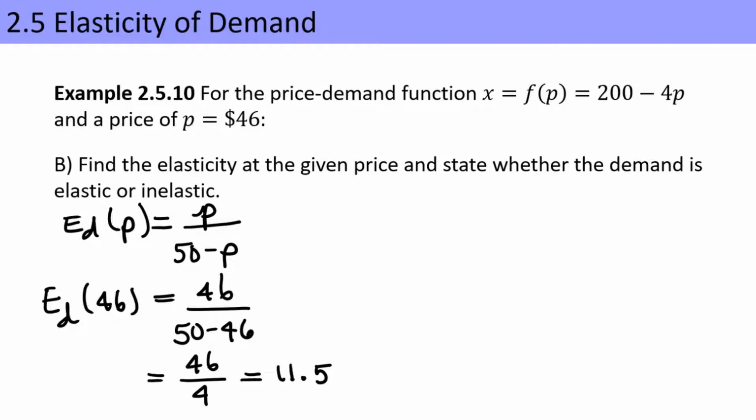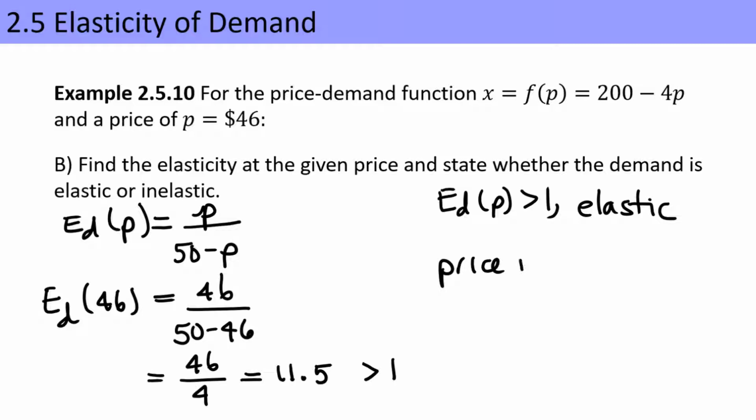Let's observe that 11.5 is greater than 1, and if the elasticity of demand is greater than 1, we say that this product is elastic. And elastic means that a slight price increase will result in a revenue decrease.